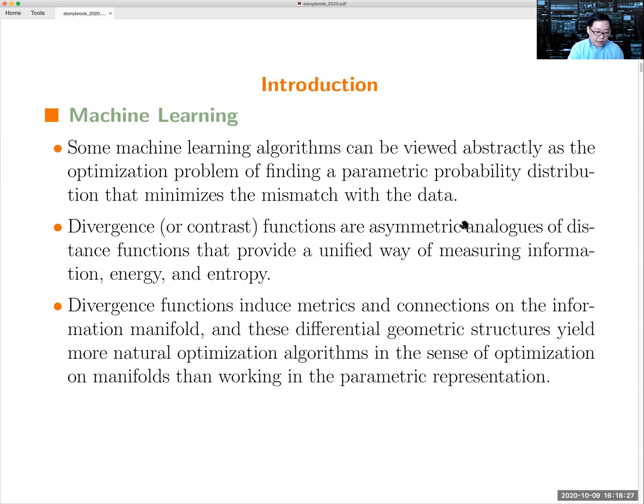So you probably know already that these divergence functions induce metrics and connections on the information manifold, and these differential geometric structures yield more natural optimization algorithms, in the sense of optimization on manifolds, than working in the parametric representation. Can I just ask a quick question?